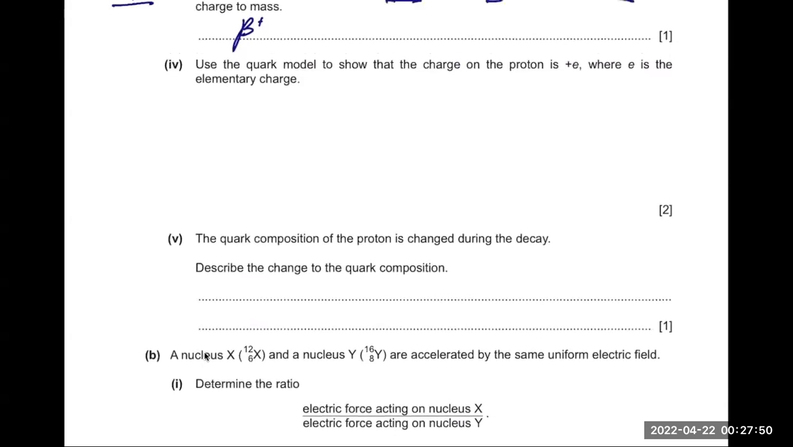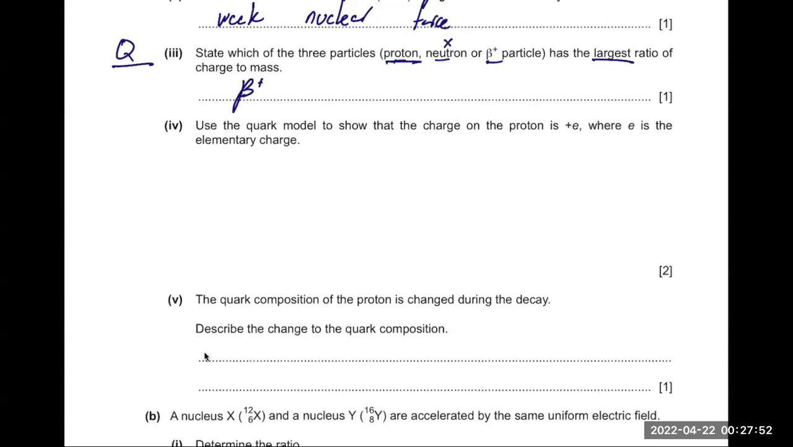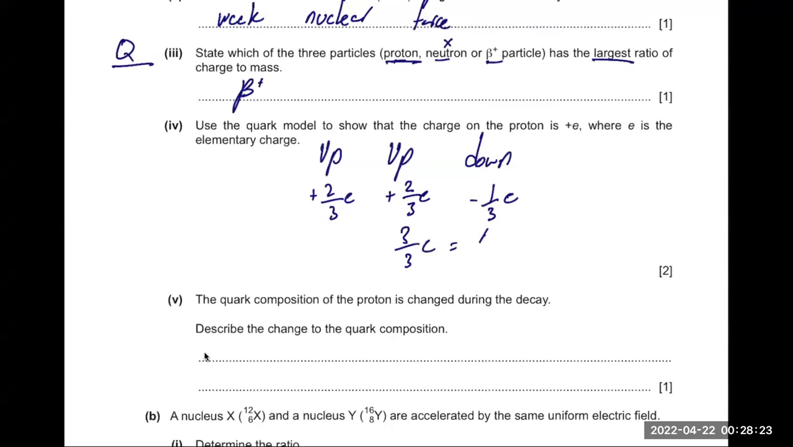Use the quark model to show that the charge on the proton is plus e, where e is the elementary charge. So for a proton, the quark composition is up, up, down, where each up is plus 2/3 e, and a down quark is minus 1/3 e. Plus 2/3 plus 2/3 is equal to 4/3, minus 1/3 is equal to 3/3 e, which is equal to 1e.